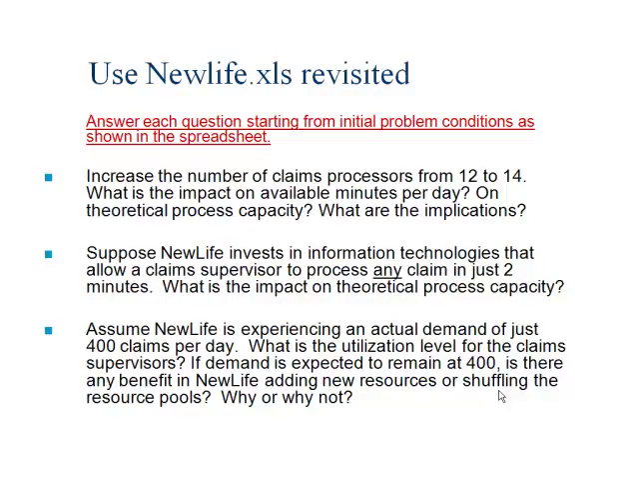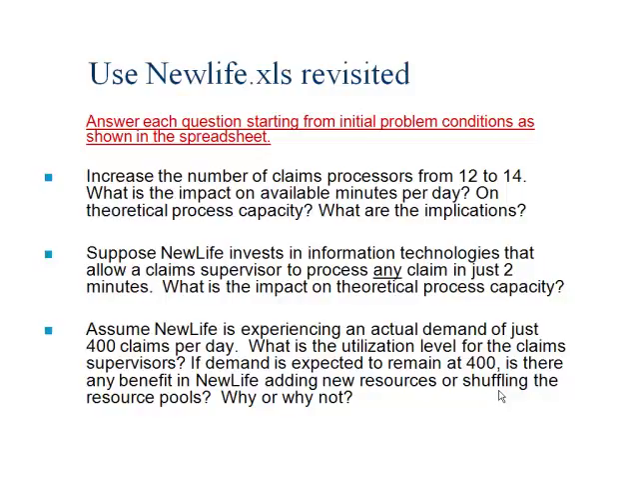So here's what I want you to do on your own. Go back to the New Life spreadsheet we looked at earlier and answer each of these questions starting from the initial problem conditions as shown in the spreadsheet. So that is 100% physicians as the unit load. I want you to first increase the number of claims processors from 12 to 14. What is the impact on the available minutes per day, on theoretical process capacity? What are the implications of this?